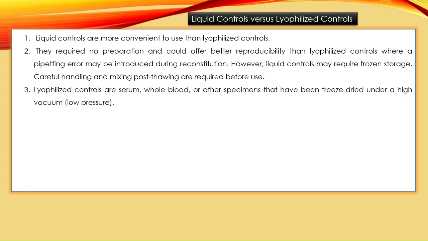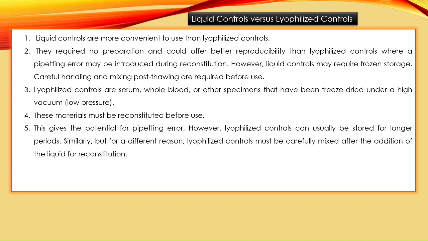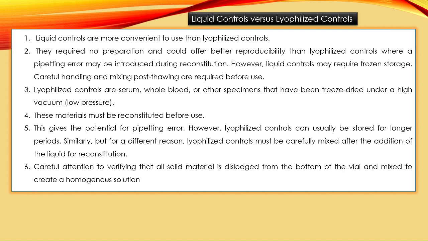3. Lyophilized controls are serum, whole blood, or other specimens that have been freeze-dried under a high vacuum, low pressure. 4. These materials must be reconstituted before use. 5. This gives the potential for pipetting error. However, lyophilized controls can usually be stored for longer periods. Similarly, but for a different reason, lyophilized controls must be carefully mixed after the addition of the liquid for reconstitution. 6. Careful attention to verifying that all solid material is dislodged from the bottom of the vial and mixed to create a homogeneous solution.